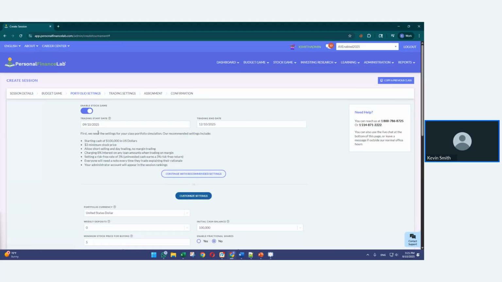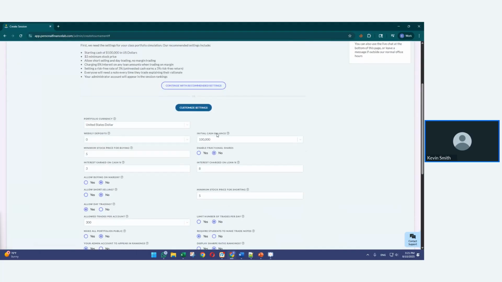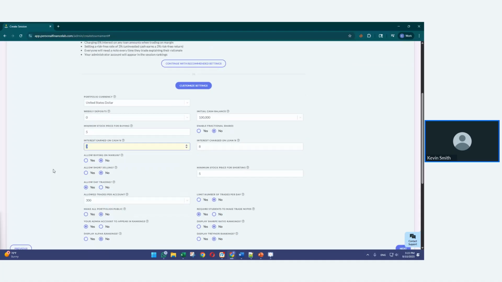So let's customize some of these settings. Currency, how much cash do you want your students to start with? Weekly deposits, I'll talk about that in a little bit. Minimum prices to outlaw penny stocks. If you allow students to borrow money, how much are they going to be charged on that loan? And if not, how much interest are they going to earn on cash? Just like if they have uninvested money in a savings account, we'll pay them money into their brokerage account for any cash they have not invested yet.